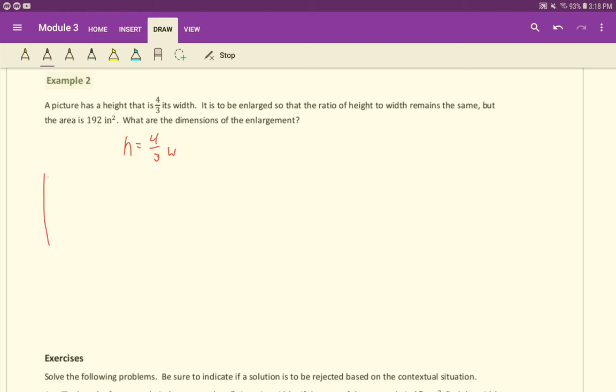Okay, and again we can say here we have a rectangular picture, which here would be the height, this would be the width. And we're told again the height is 4/3 the width. And we're going to enlarge this picture, but the ratio here remains the same, and the area is 192 square inches. So what are the dimensions of the enlargement?